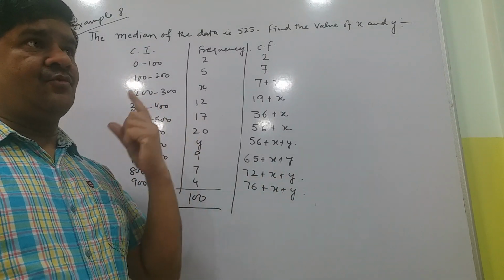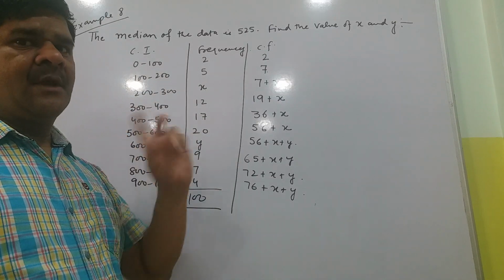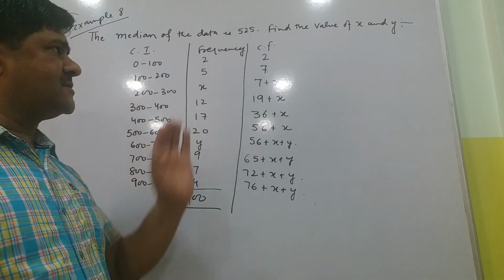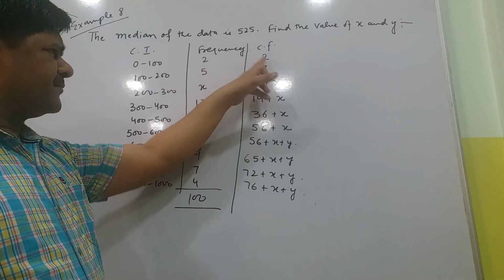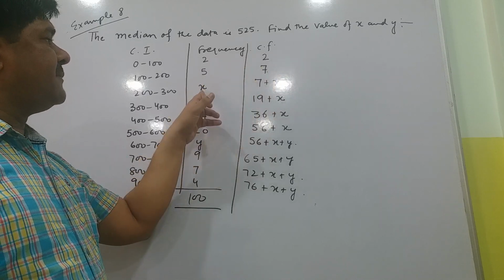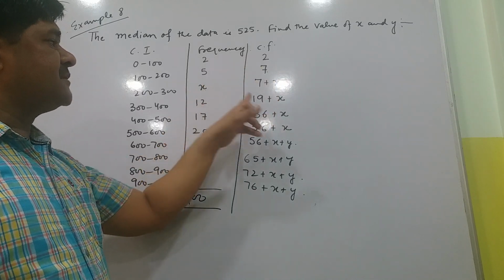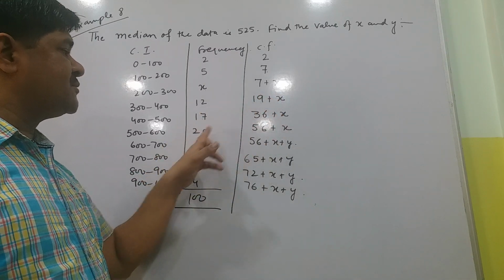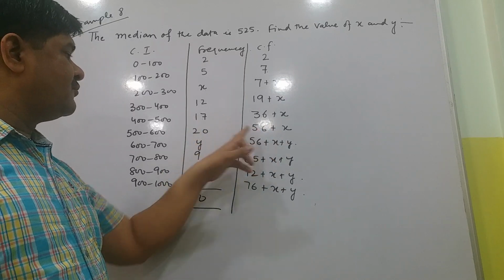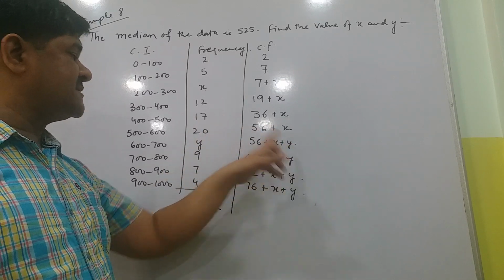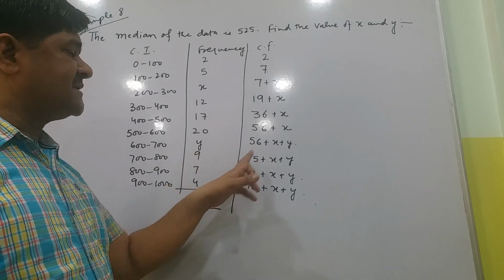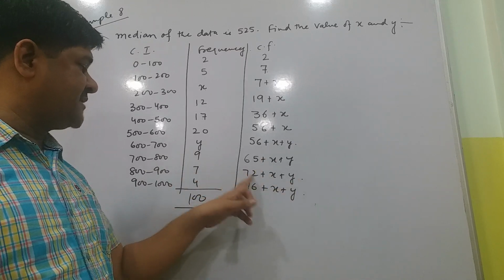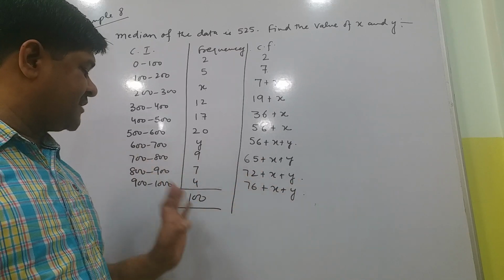Because the median is already given to you, you will go with your first step, that is, we have to calculate cumulative frequency. So I have kept 2 as 2, 2 plus 5, 7, 7 plus x, 7 plus x plus 12, 19 plus x, 19 plus 17, 36 plus x, 36 plus 20, 56 plus x, 56 plus x plus y, 56 plus 9, 65 plus x plus y, 65 plus 7, 72 plus x plus y, 72 plus 4, 76 plus x plus y.